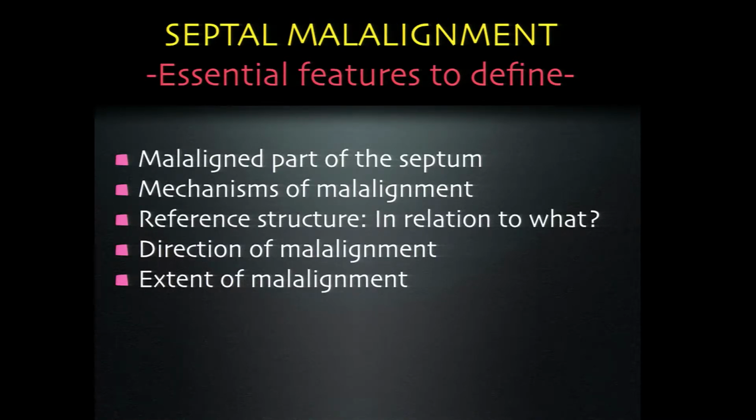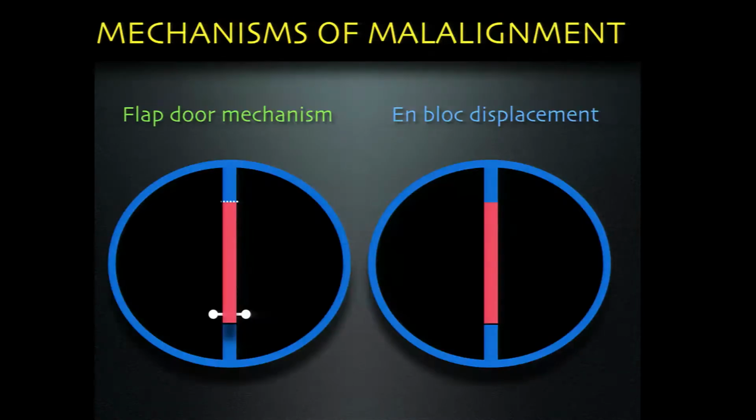If you talk about septal malalignment, there are multiple things you need to think about. First, which part of the septum is actually malaligning. Second, what the mechanism of the malalignment is. Most importantly, relative to which structure. That is commonly not very well described, which is why we have some misunderstanding of the direction and extent of malalignment. My advice is that when you talk about malalignment of VSD, describe five features of malalignment in such a way. For the mechanism of malalignment, I find that there are two mechanisms.